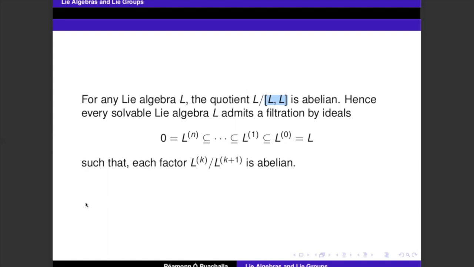This is an important point. Remember, you probably have seen something like this in group theory as well, where you produce commutative groups by quotienting out. But anyway, that's not so important for us here.